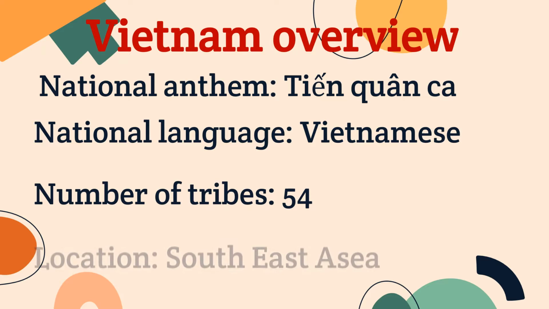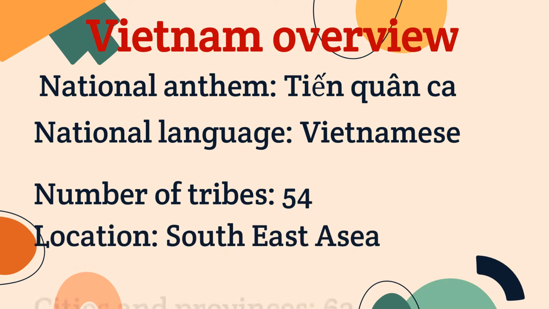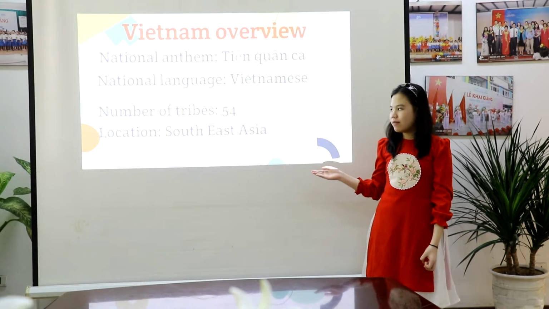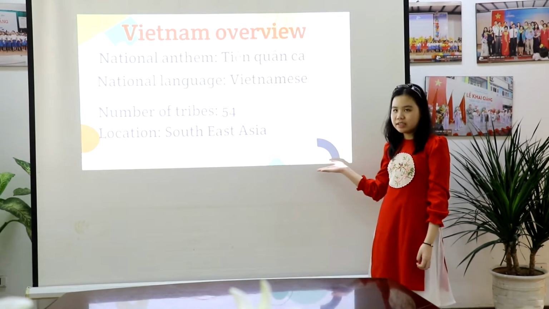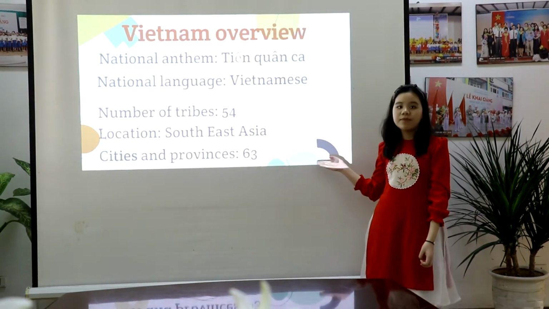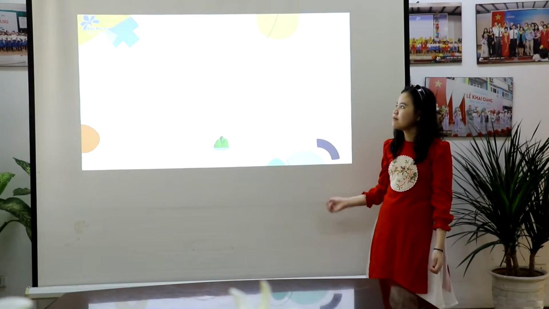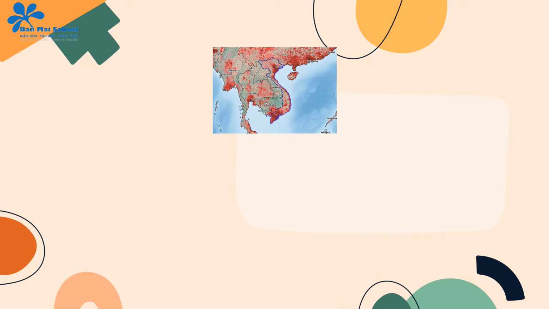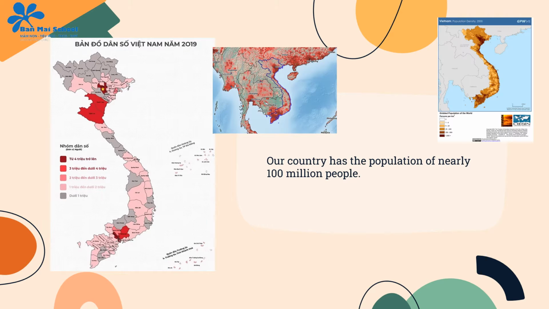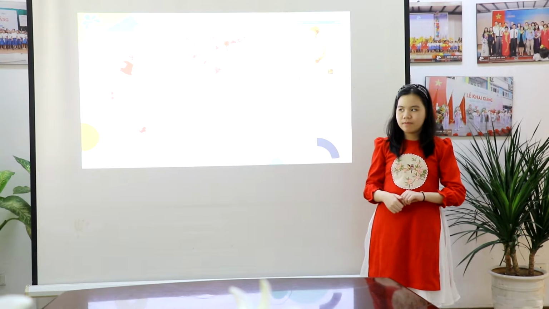In our country, there are 54 tribes living together in harmony. And Vietnam is located in Southeast Asia, and it has 63 cities and provinces. Our country is famous for its cities, old towns, and beaches. Vietnam has a population of nearly 100 million people.